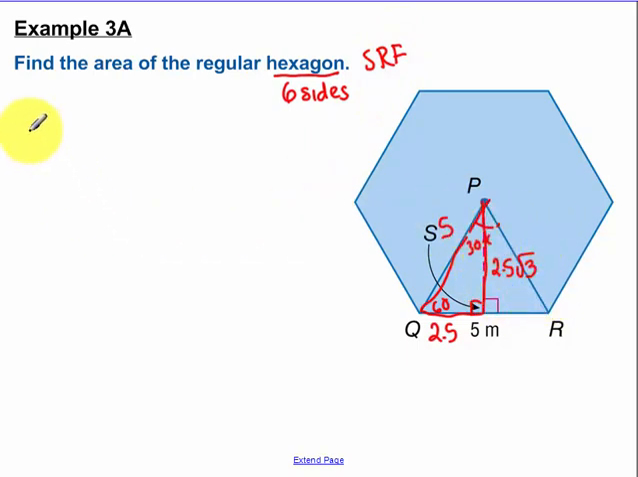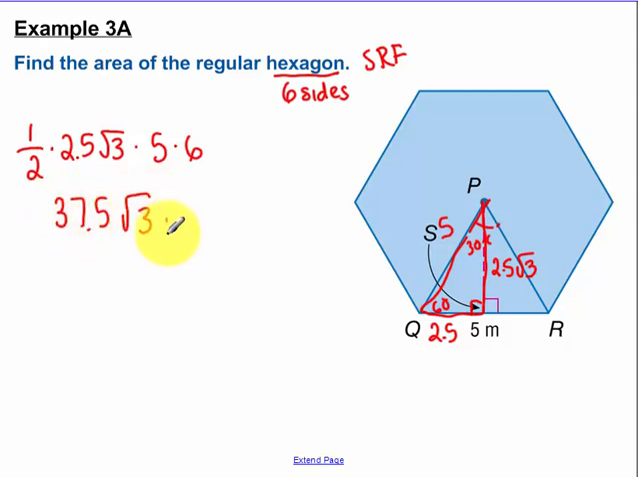So 1/2 times the length of the apothem, which is 2.5 root 3, times the perimeter. Well, the perimeter, we have 5 for each side length times the number of sides, which is 6. So this simplifies all to 37.5 root 3 square meters.